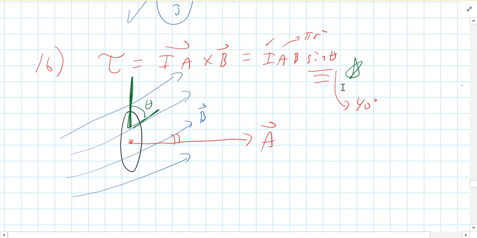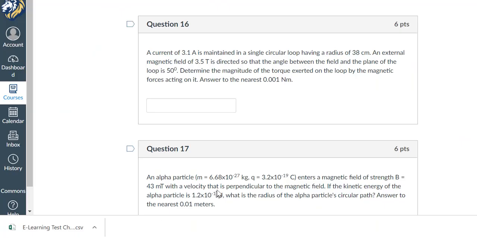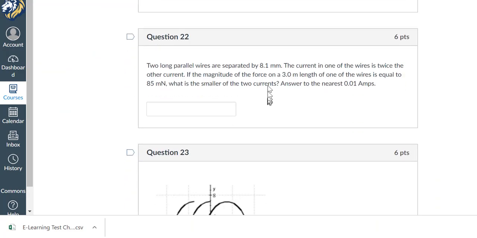And then the last two, number 22. Okay. So in number 22, let me scroll down to that. Okay. They give you 2 long wires. They give you a separation. They say the current in one wire is twice that of the other, and they give you the force acting on 3 meters of either wire because they're going to exert the same force on each other. They're both going to either attract or repel with the same amount of force. They ask, what's the smaller of the 2 currents?